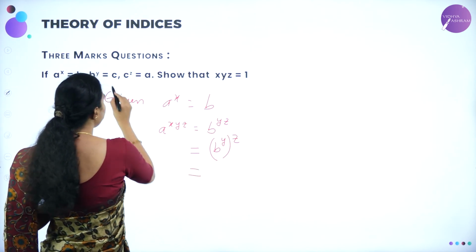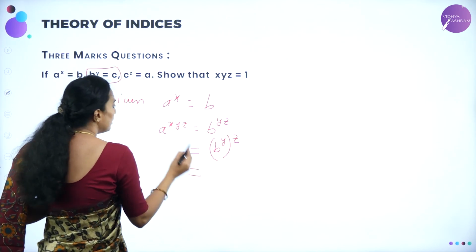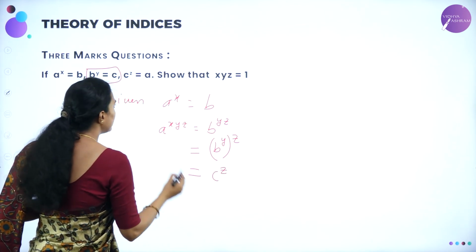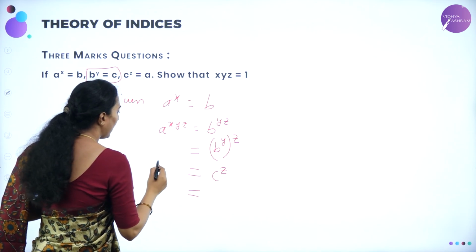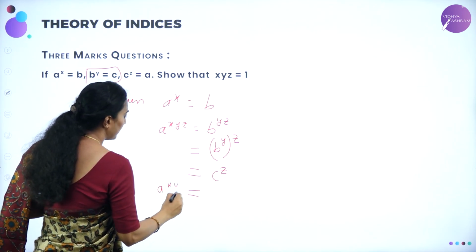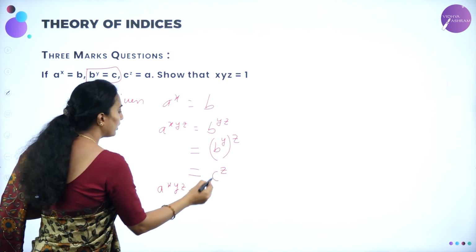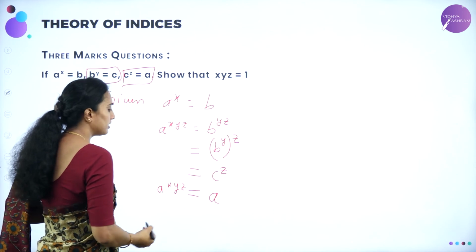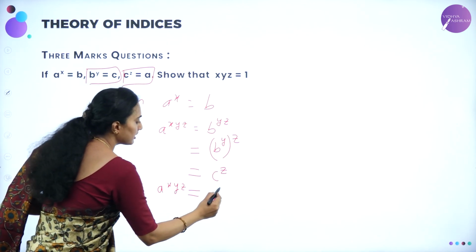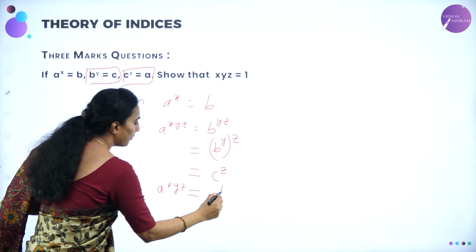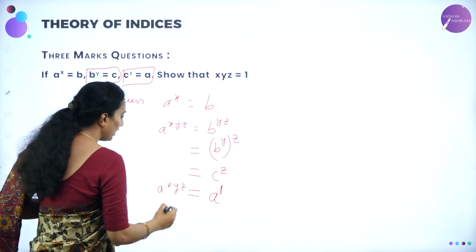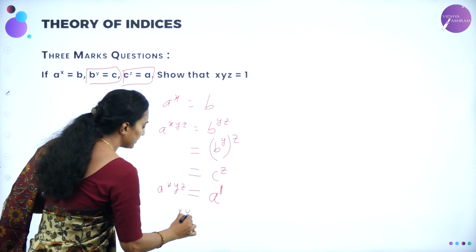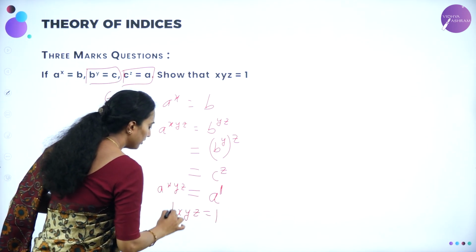What is b power y? b power y is nothing but c. So I consider c power z. But what is c power z? On the left hand side you have a power xyz. c power z is nothing but a. What is a? a is nothing but a power 1, and a power 1 is nothing but a only. So if the bases are equal, I can equate the powers. So xyz will be equal to 1.